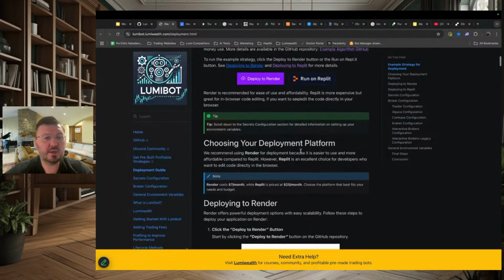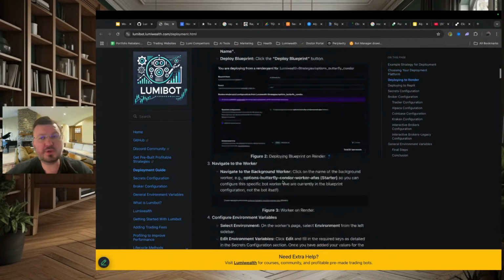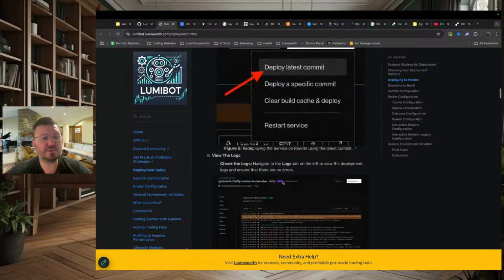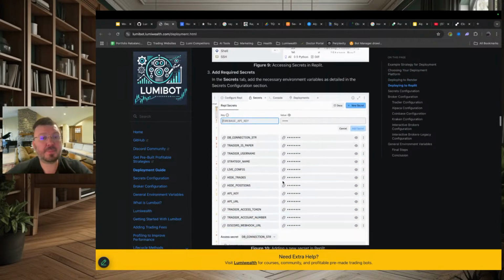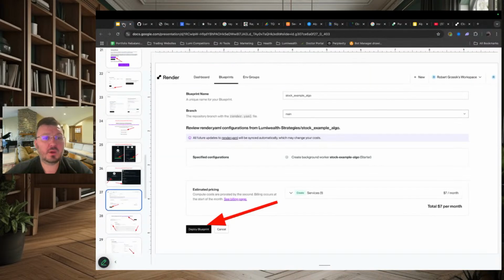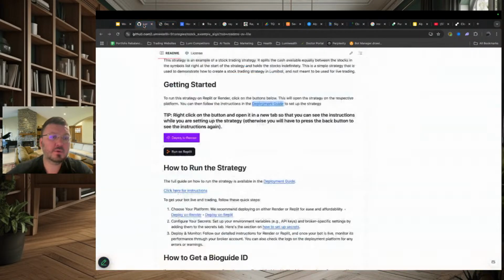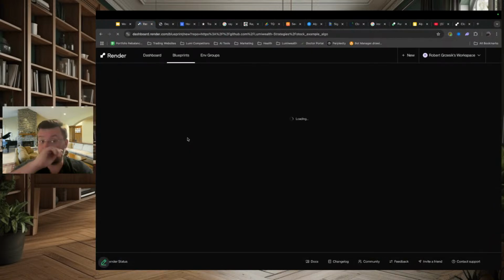It tells you how you want to deploy with Render, and it takes you through all this stuff, shows you how to do it, right? Nice screenshots and all that. All right, cool. So I'm going to go back here to deploy to Render. I'm going to click on that button again.